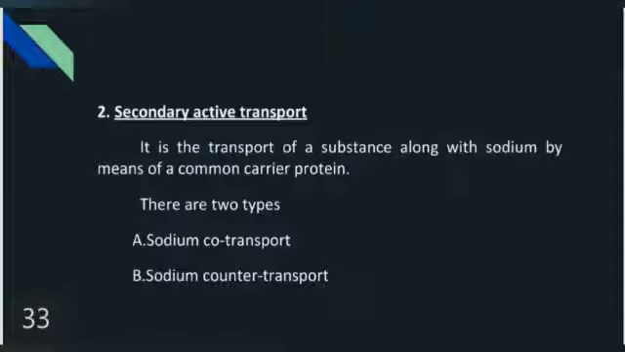Second, secondary active transport. It is the transport of a substance along with sodium by means of a common carrier protein. There are 2 types. First, sodium co-transport. Second, sodium counter-transport.